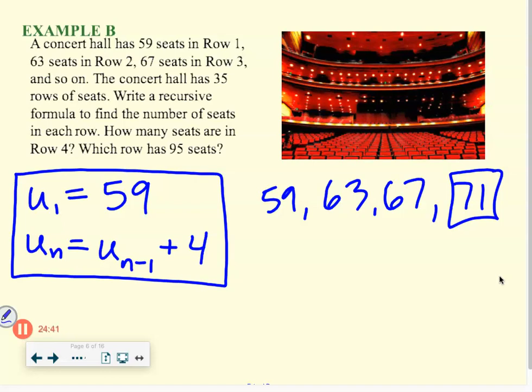So now we need to know which row has 95 seats. It wouldn't be terribly hard to just keep writing terms until you get to 95, right? And see which row you're at. That's fine. Are there any other methods? I didn't do anything different for figuring out which row has 95.